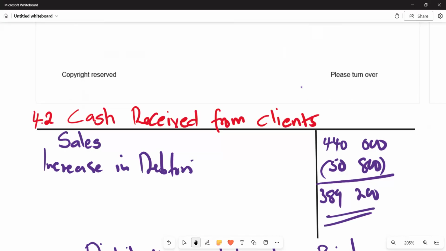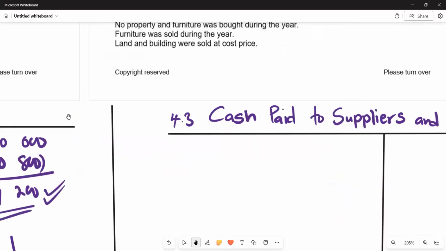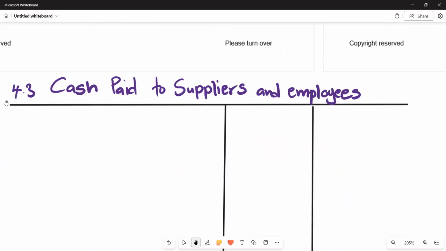So you will see that this is the figure that we are going to take to the statement of cash flow as under cash flow from operating activities. We're going to say cash receivable from clients, and then we put this figure as a positive, like it is, 389,200. So we finish the note for cash receivable from clients. So we go to the next note, which is now cash paid to suppliers and employees.